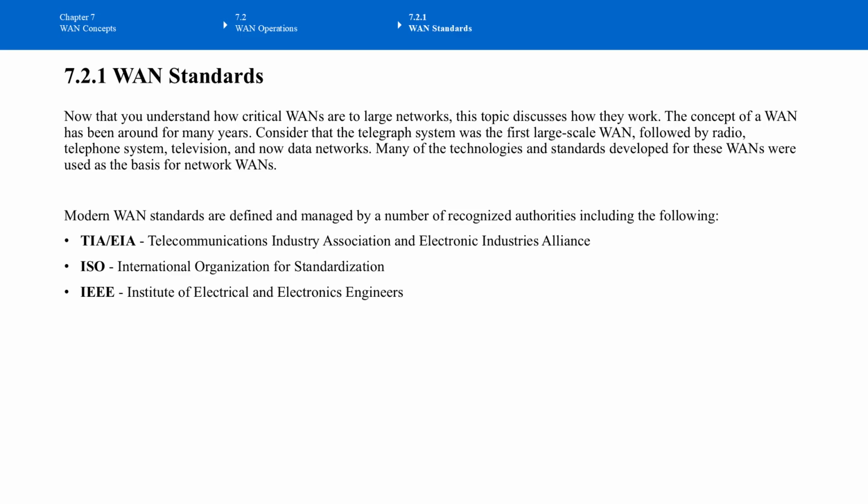Modern WAN standards are defined and managed by a number of recognized authorities, including the TIA-EIA. They are the Telecommunication Industry Association and the Electronic Industry Alliance. Also ISO, that's the International Organization for Standardization. IEEE, that's the Institute of Electrical and Electronics Engineers.